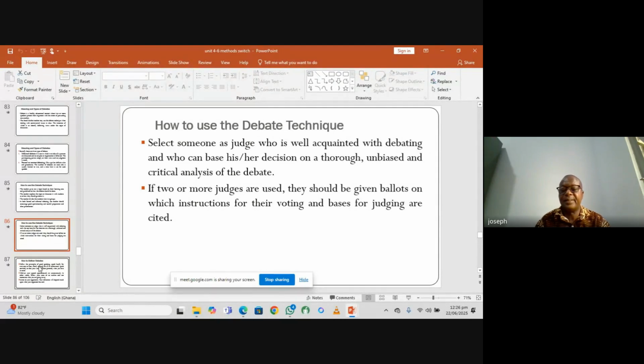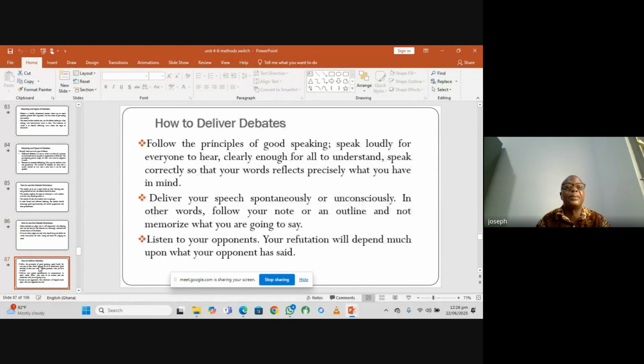So in formal debating, there are rules and regulations that we follow. You follow the principles of good speaking. Speak loudly for everyone to hear, clearly enough for all to understand. Speak correctly so that your words reflect precisely what you have in mind. Deliver your speech spontaneously. In other words, follow your notes or your outline and do not memorize what you are going to say, because you'll not be reading from the papers word for word.